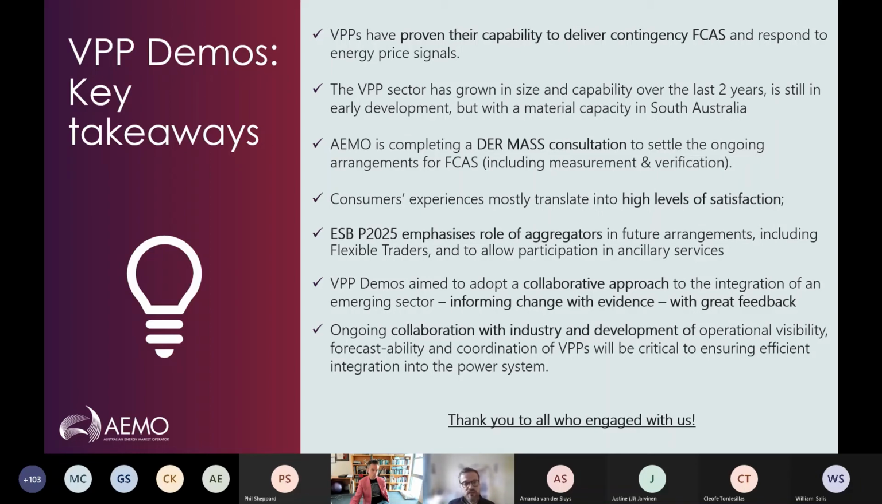We're in the process of completing the mass consultation to settle the ongoing arrangements for the measurement and verification of FCAS. And that should provide some certainty to the sector going forward.